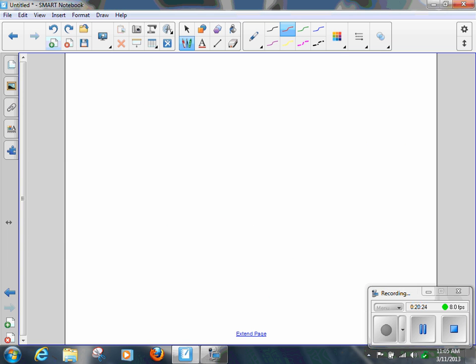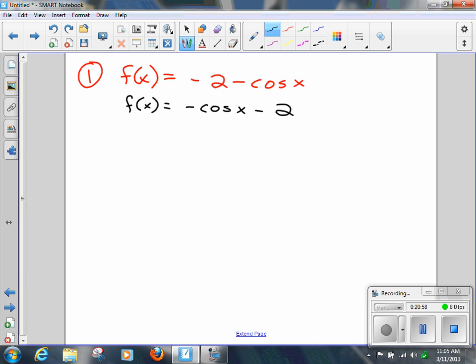Here's another one. I want you to do this one yourself. This is number 1 from the worksheet. Don't look back, I'm just telling you that for a reference point. -2 minus cosine x. First of all, what's wrong with that? Out of order. So how am I going to put it in order? Negative cosine x minus 2. Do this one yourself real quick.